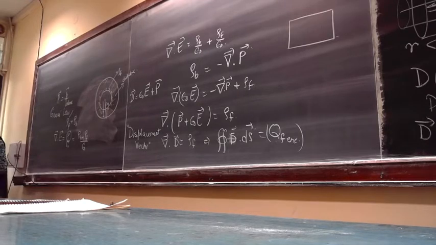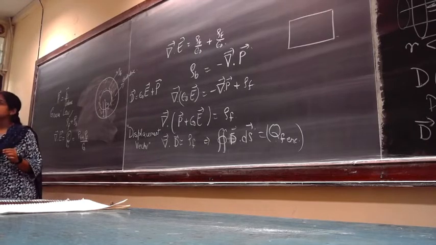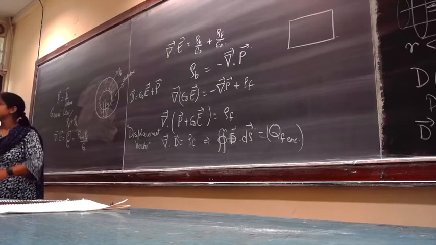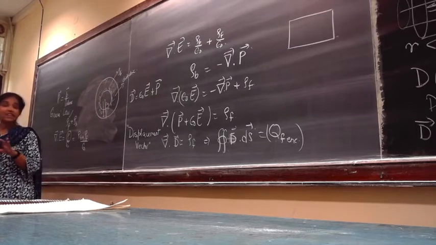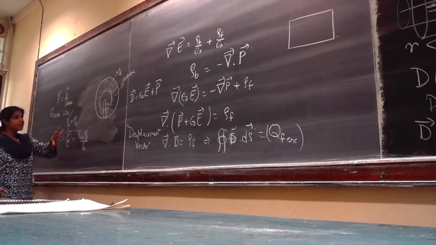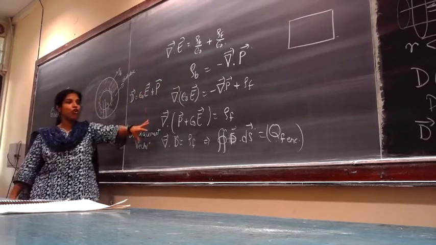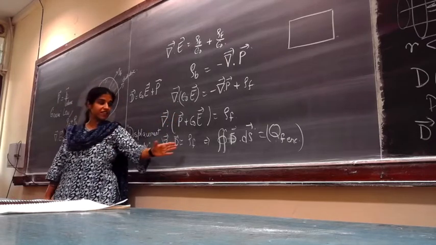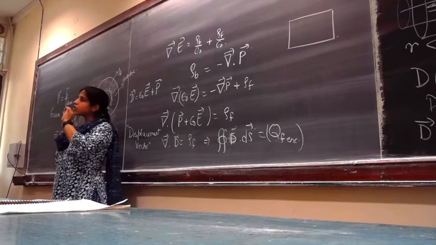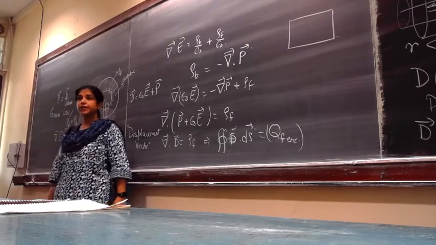You see the importance of this displacement vector. It's continuous over the boundary. Right? So the left hand side in this equation has got adjusted such that the right hand side, and hence this vector D, only depends upon free charge.